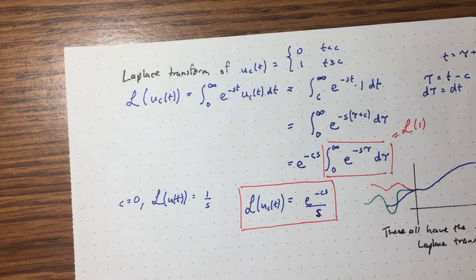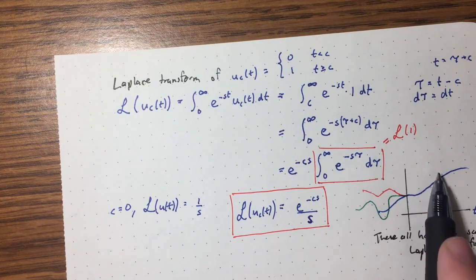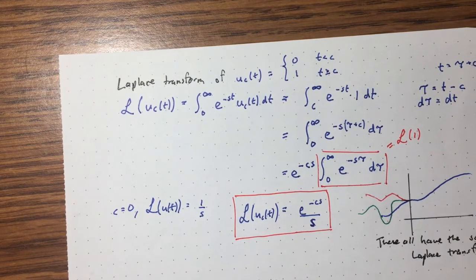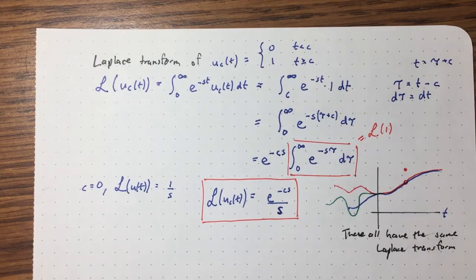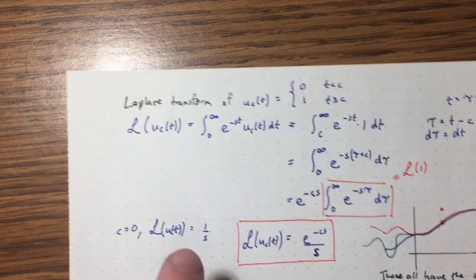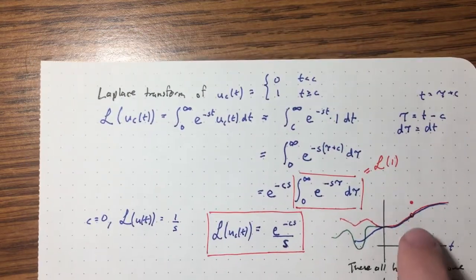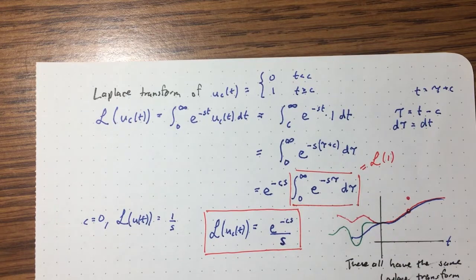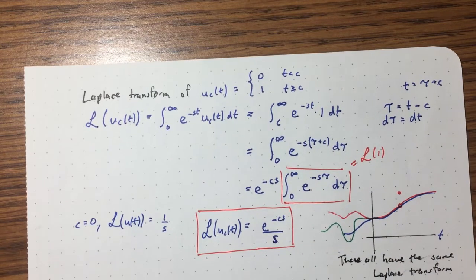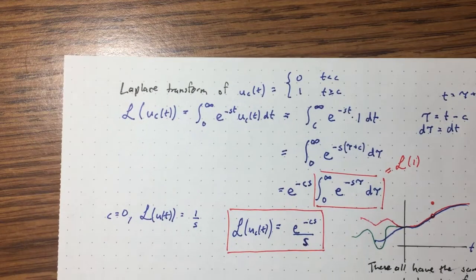Even so, we can still have some discontinuities here. So for example, this red one could look like the blue one, and maybe have a point up here instead. And those would still have the same Laplace transform, because integrals don't really care about what's happening at a discrete set of points like that. You can have a different value at one point, and the integral will still be the same.